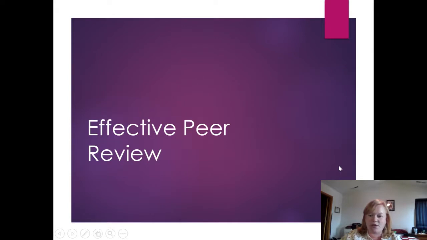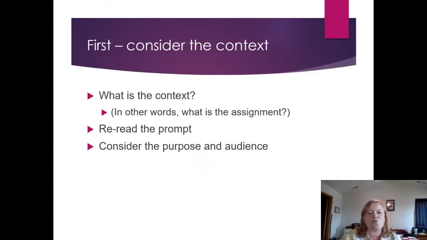Okay, here we go. So, effective peer review. Okay, so one of the first things that you want to do when you are peer reviewing somebody's paper is consider your context. In other words, what is the assignment? What are they being asked to do? Especially if you're in the same class with somebody, just take a look and reread the assignment real quick. A lot of times we kind of forget what we're doing partially through, and we want to go back and review it. So reread the prompt.